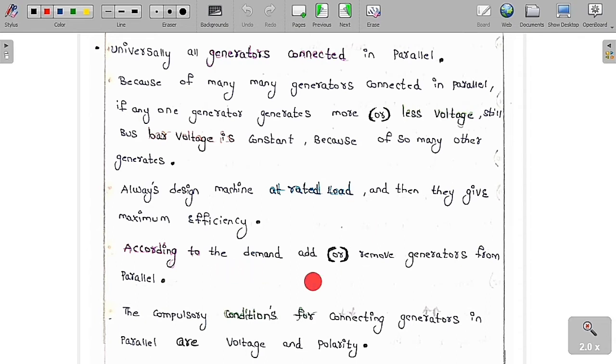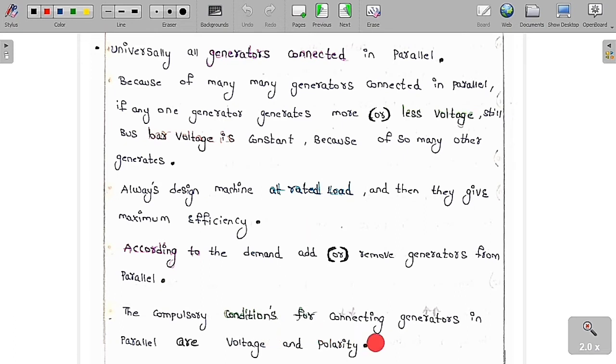According to the demand, add or remove generators from parallel. If the load demand is increasing, then add generators in parallel. If the load demand is decreasing, then just remove generators from parallel. If the demand is more, give more supply by using more generators. If the demand is less, then use fewer generators.